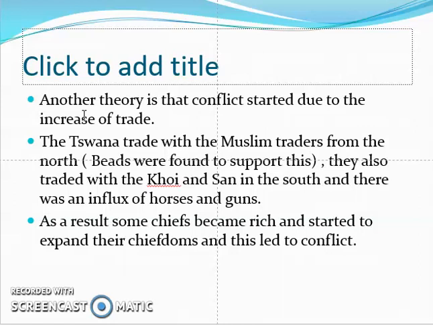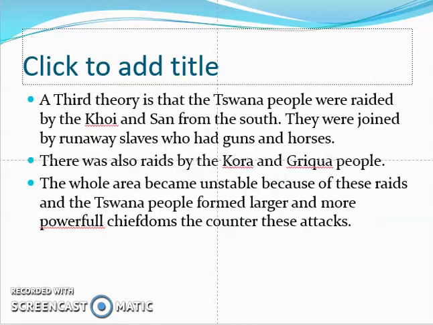is that the conflict started due to an increase in trade. The Tswana traded with the Muslim traders from the north. Glass beads were found to support this, and glass beads weren't made in South Africa. They were made in northern Africa, where there's lots of sand in the Sahara Desert. They also traded with the Khoi and the San in the south, and because of that there was an influx of guns and horses. The moment you introduce guns into any situation, it tends to deteriorate. As a result, some chiefs became rich and started to expand their chiefdoms, and this led to conflict.